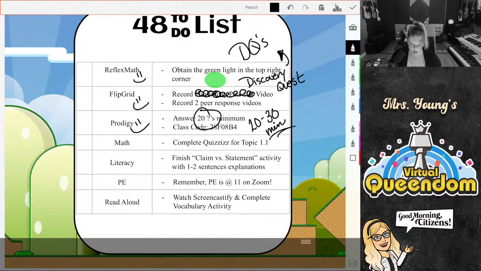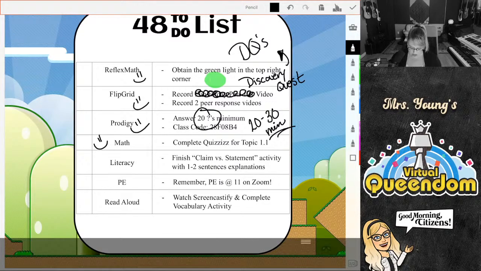Your math should already be done. We did our quiz earlier today. If you'd like to know what you got on your quiz, do not ask me in the chat box. I will hit you up on Class Dojo. Make sure if you want to know what you got on that quiz, hit me up on Class Dojo. I'd be happy to send you your score.